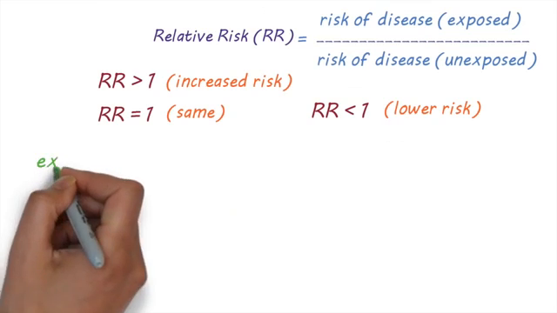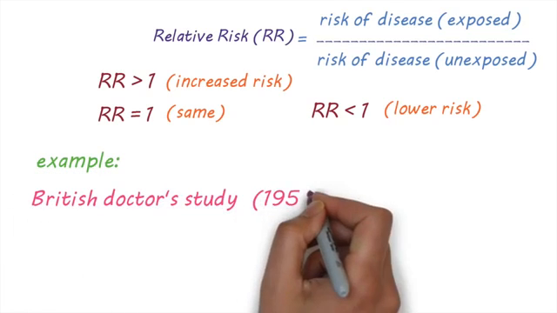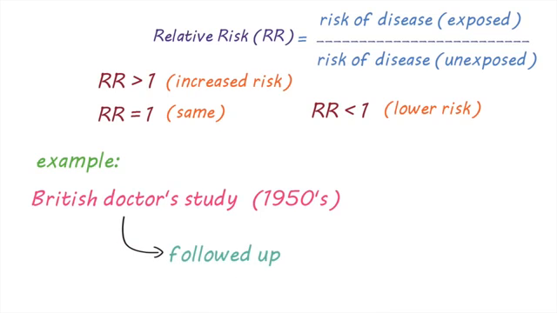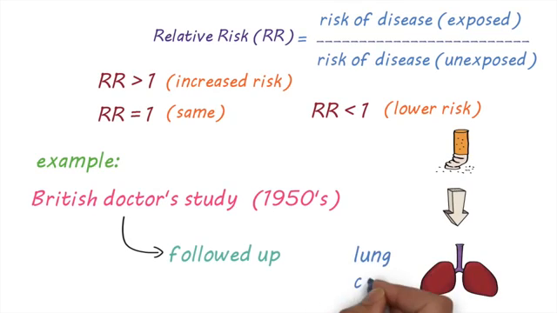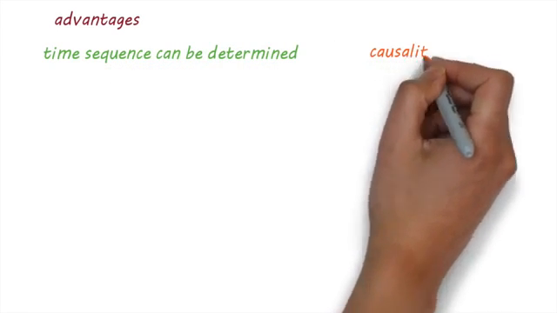A well-known cohort study is the British Doctors Study, done in the 1950s, where a group of doctors were followed up for many years. This study provided valuable scientific evidence of the harmful effects of smoking, especially the link between smoking and lung cancer. One of the main advantages of cohort studies is that the time sequence of events can be determined. This is useful when trying to determine what caused a disease.